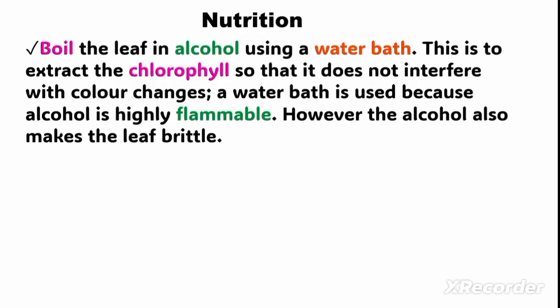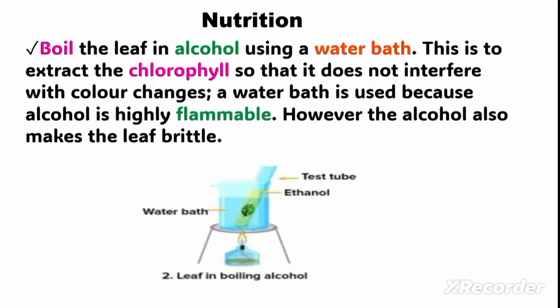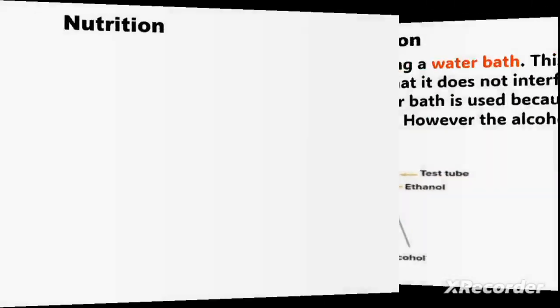A water bath is used because alcohol is flammable. What does it mean when we say alcohol is flammable? Alcohol is most likely to cause fire. Any slight provocation can lead to fire. However, the alcohol also makes the leaf brittle. Brittle means hard, so alcohol also makes the leaf hard. So this is step number two, boiling the leaf in alcohol in order to remove chlorophyll, which may interfere with the changing of colors.